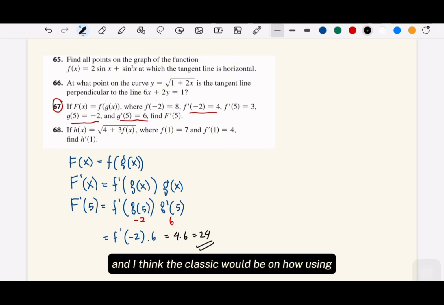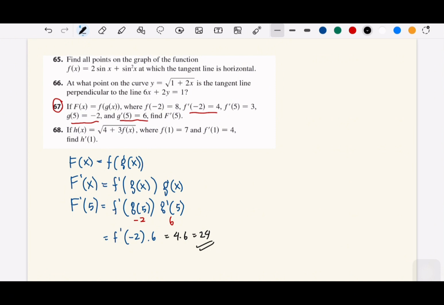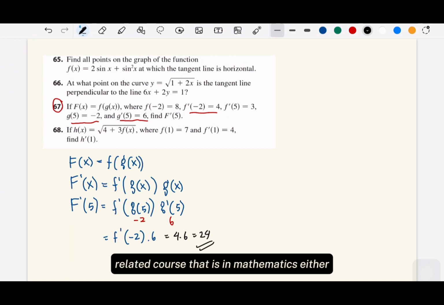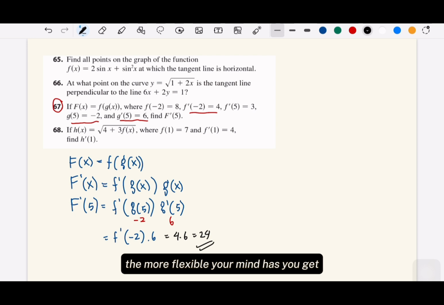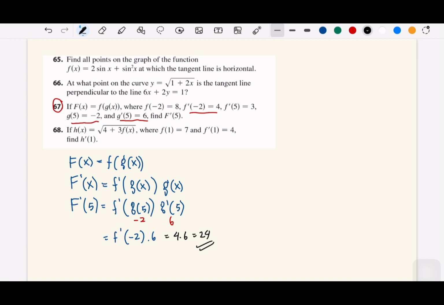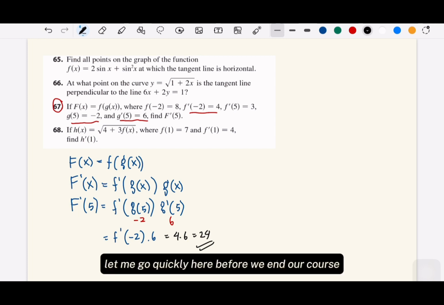I think the flexibility in how you use your mind is similar to your RAM. So it's important for learning any related course in mathematics, either simple computation or advanced computations. The more flexible your mind is, I think the more logic and common sense you get. Let me go quickly here before we end our course.